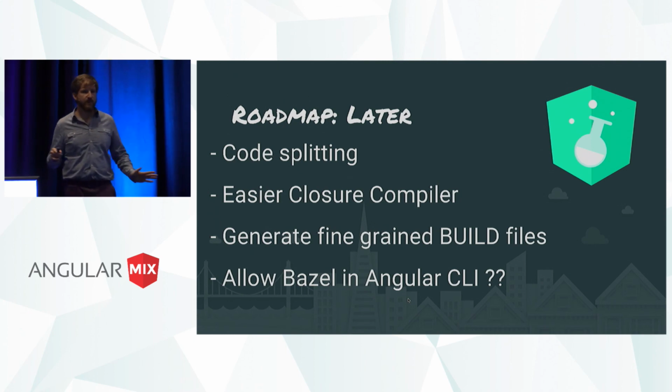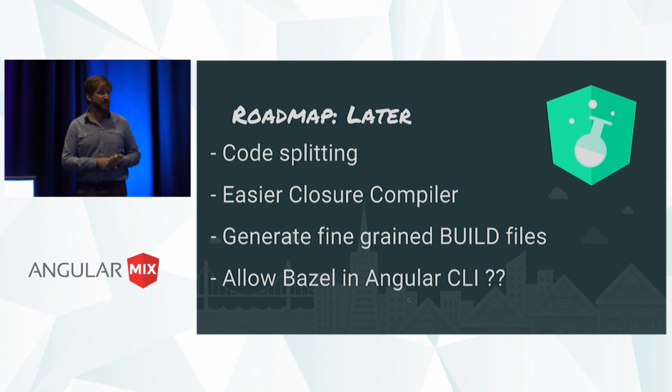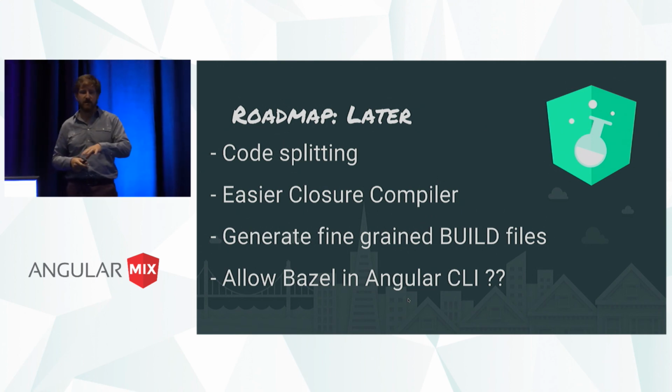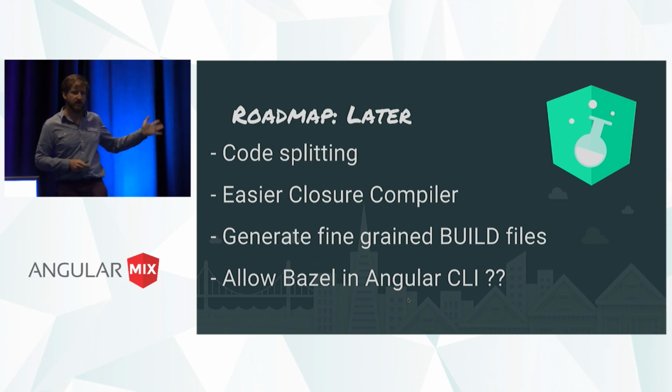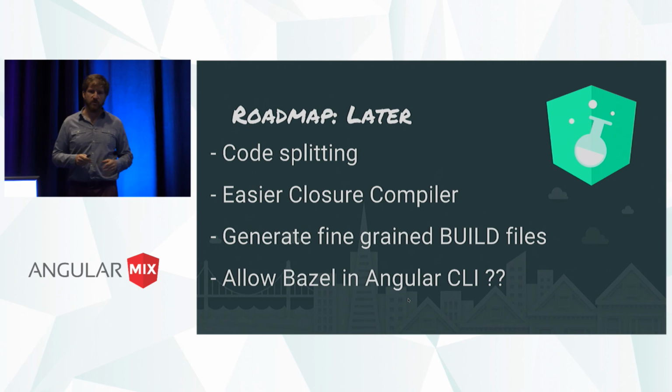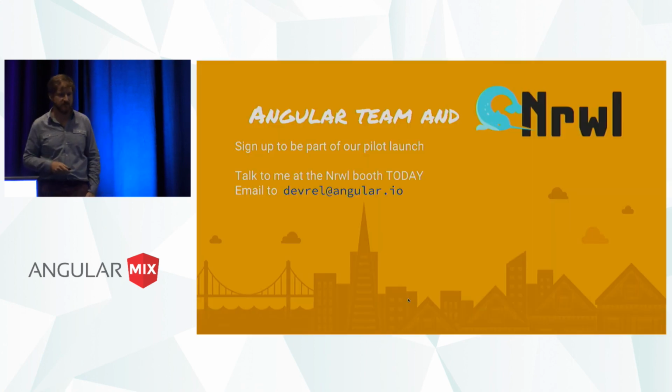And then next year, we're going to continue the experiment by figuring out, can we do code splitting faster? We think that we can move some of that algorithmic complexity work out of the global level down into individual packages. We want to make Closure compiler better, integrate it with Bazel, make it not break your app. We want to generate those build files, like I said. And then the big question is, if this build tool is great and everybody should be using it, then we would start looking at how to allow you to use it inside of the Angular CLI. You wouldn't have to interact with Bazel itself. It would just be behind the scenes.